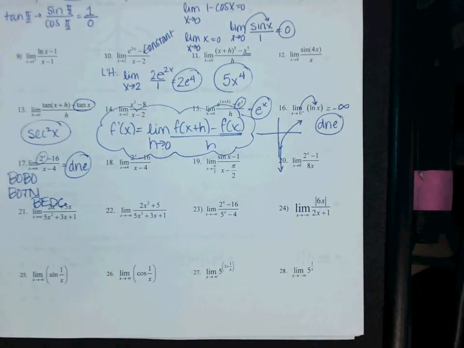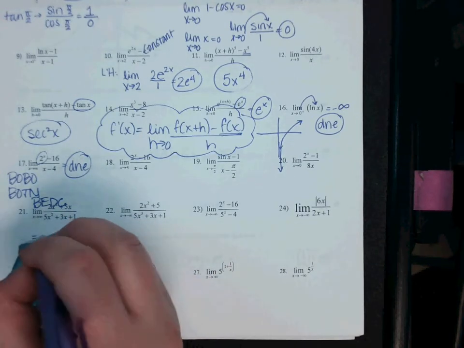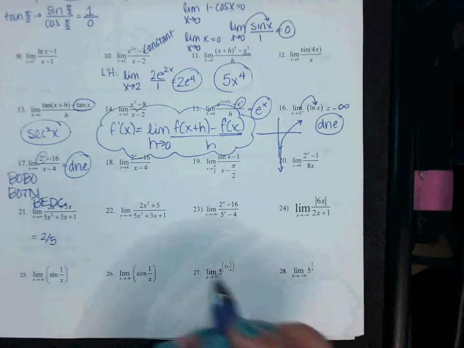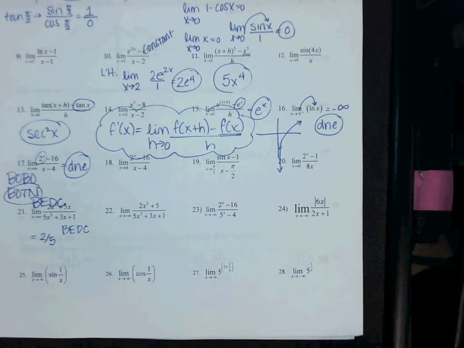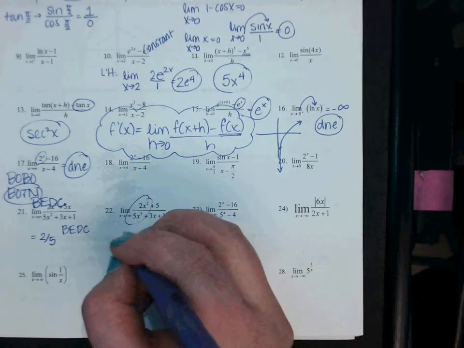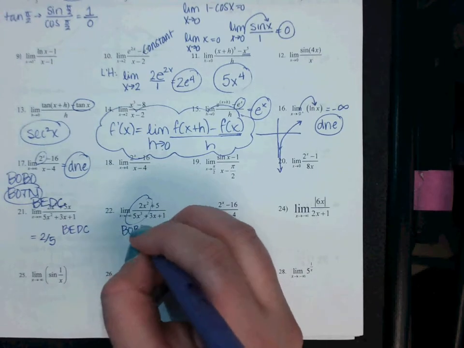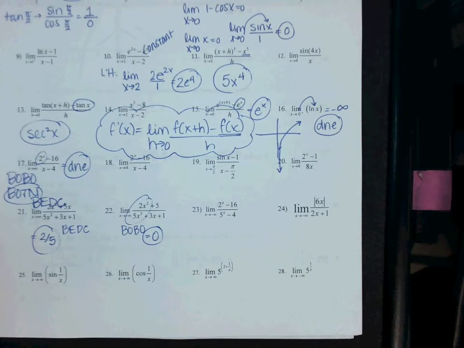Let's do another infinity. Number 21 right below it. What's that? That's a Betsy, so it goes to 2/5. Okay, do number 22 right next to it. What's that? Bobo, so it goes to 0. Good?